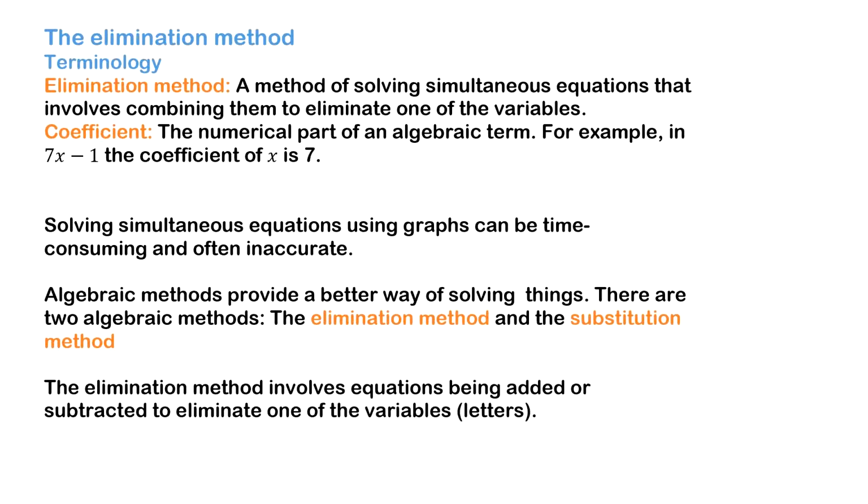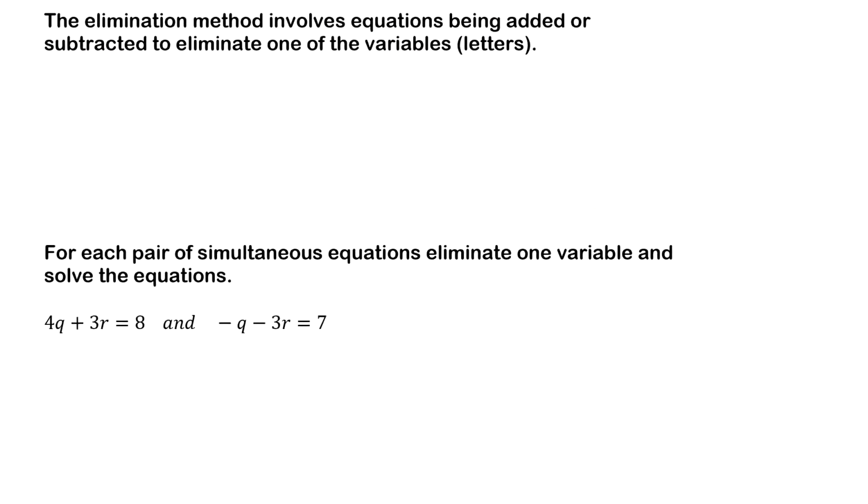Now, when you're solving simultaneous equations, if you're using graphs, these can be time consuming and often inaccurate. So the best way to do it is algebraically. There are two methods, the elimination and the substitution. This video is going to cover the elimination method. This method involves adding or subtracting equations to eliminate one of the variables, or the letters or pronumerals, whatever you like to call them. I'm going to go through a couple of examples.